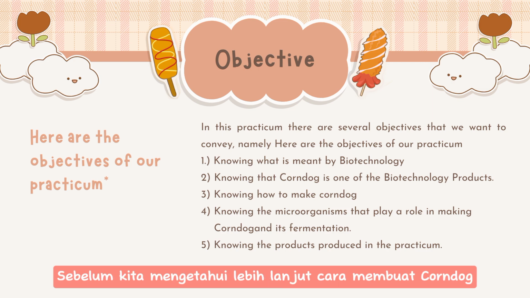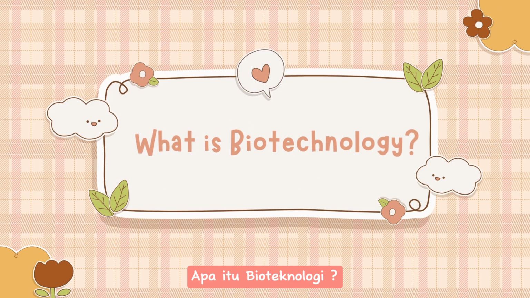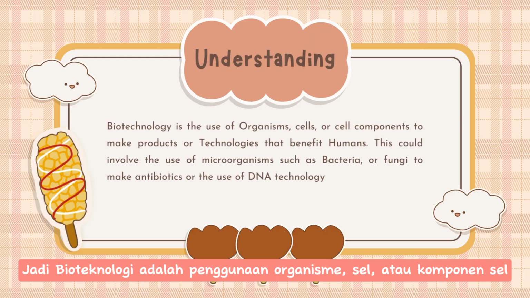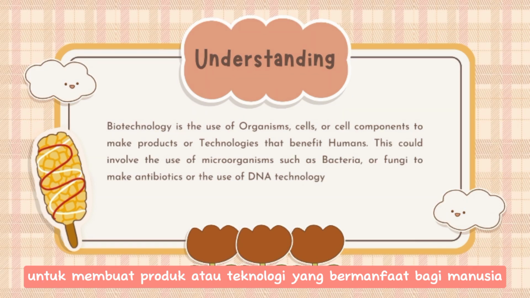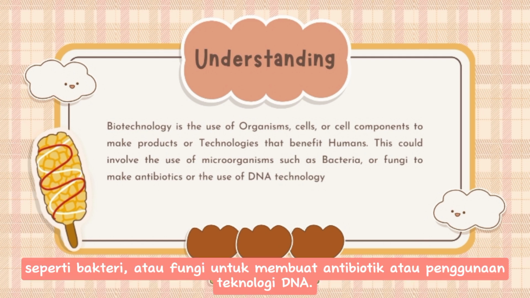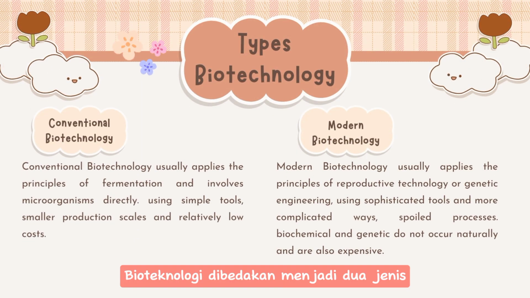Before we know more about how to make corn dogs, we must know the definition of biotechnology. What is biotechnology? So, biotechnology is the use of organism, cell, or cell components to make products or technologies that benefit humans. This could involve the use of microorganisms such as bacteria or fungi to make antibiotics or the use of DNA technology. Biotechnology can be divided into two types.